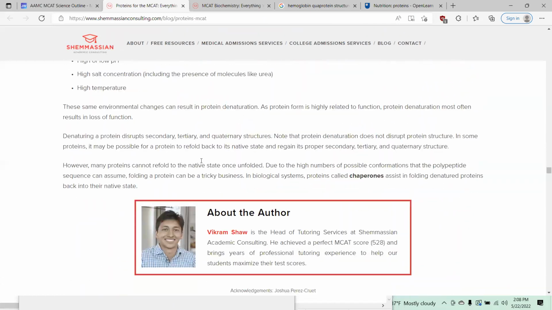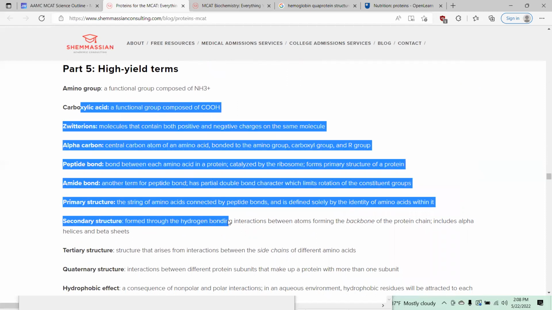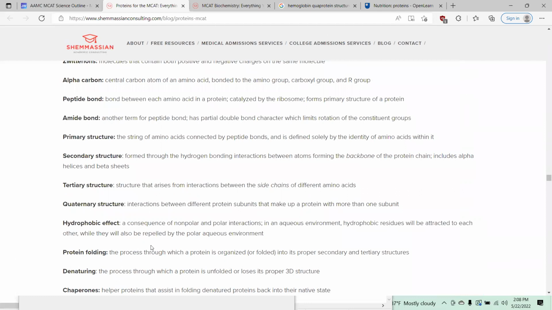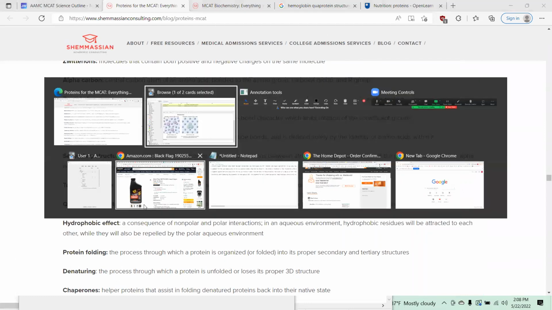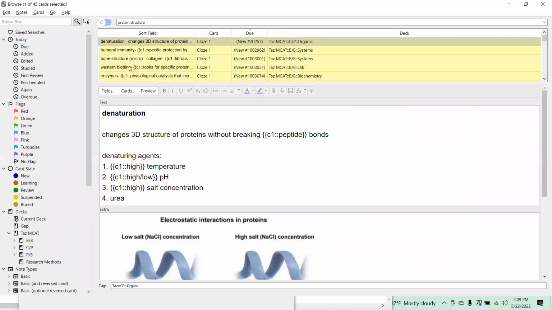And yeah, there's a little glossary here, which is kind of nice. But I think we have all of that in our Anki deck already. Pretty sure. Protein structure.